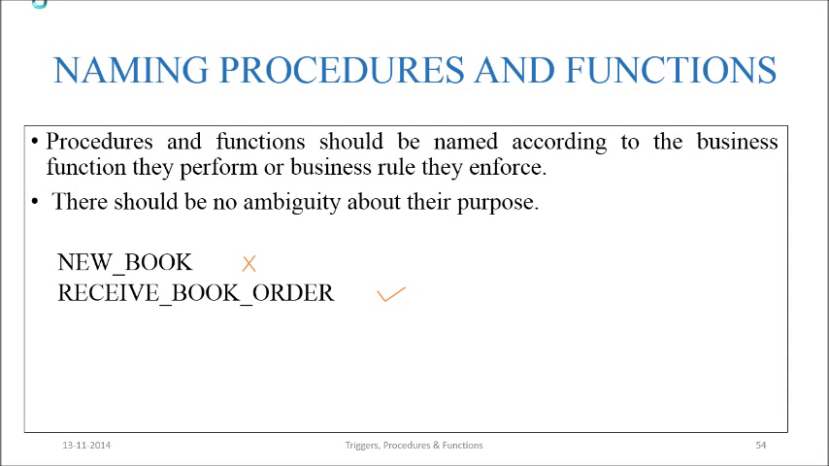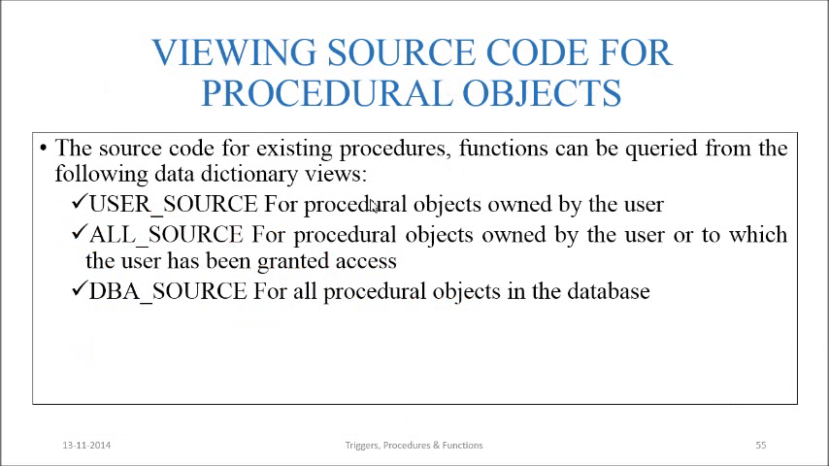So as we named the triggers, we need to name the procedures and functions in the manner of what they perform. So procedures and functions perform something, so we need to mention what they are performing. As previously we have used just new book, this is a wrong way of specifying. We need to specify what they are doing, that is the receive, then the book order, the table on which they are being executed.